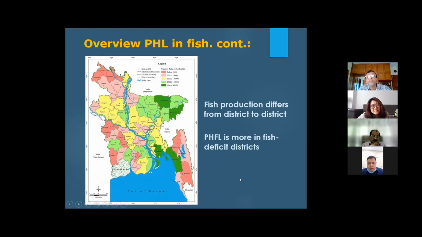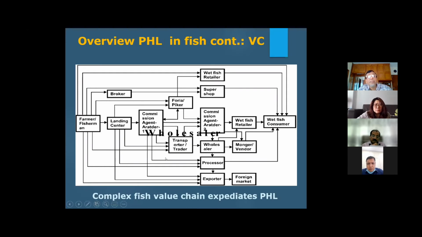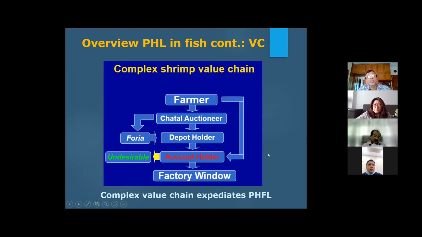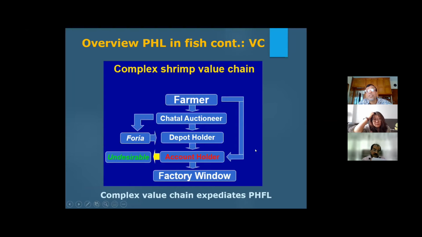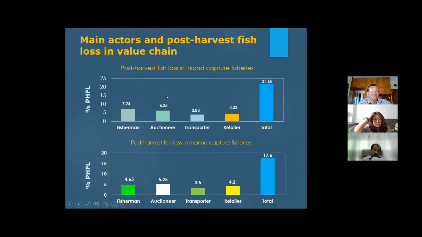And post-harvest fish loss is more in fish deficit districts than in surplus ones, naturally because of inadequate distribution of fish. We have a lot of intermediaries in our value chain. From farmers to consumer, in the middle, a lot of intermediaries are there. There are secondary and tertiary markets even in the fish market. So this value chain expedites post-harvest loss. The shrimp value chain is also somewhat lengthy, and that also expedites post-harvest fish loss as we calculated.